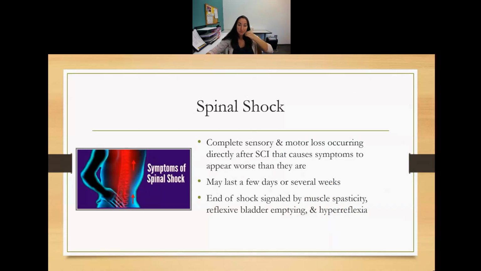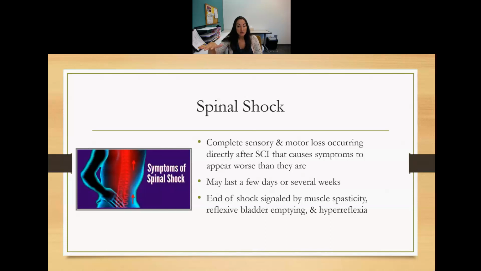Spinal shock. Now, this is kind of the opposite of what we were just talking about. So spinal shock is immediately after a spinal cord injury. There's sensory and motor loss that appear worse than they are. So immediately after the injury, the body goes into this shock state where it kind of shuts everything down below the level of injury, and it looks like it's a complete injury.